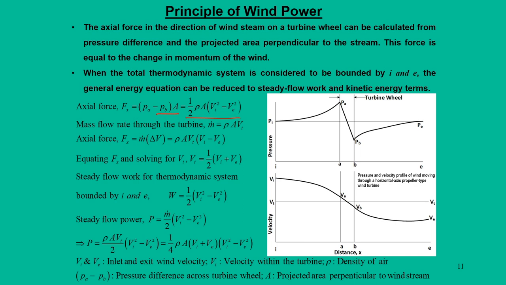The other way of calculating the axial force is through the mass flow rate of the turbine. Normally, force is the rate of change of momentum, and the rate of change of momentum is mass times velocity difference. The velocity difference we can find from the initial velocity and the exit velocity, and the mass flow rate is rho times A into V t, where V t stands for the velocity of the turbine. So, we have two expressions for the axial force in two different forms, one through Newton's law and the other from the energy equations. By equating both equations, we get the expression that the turbine velocity V t is half the summation of V i plus V e.